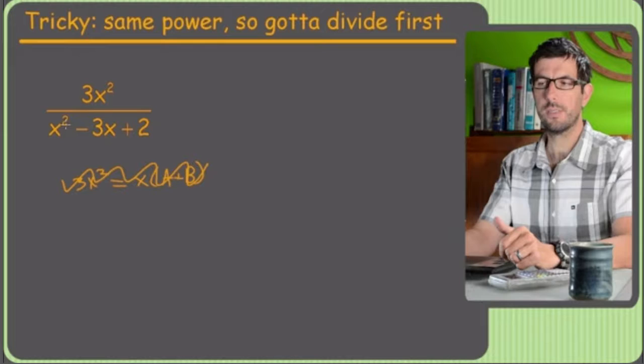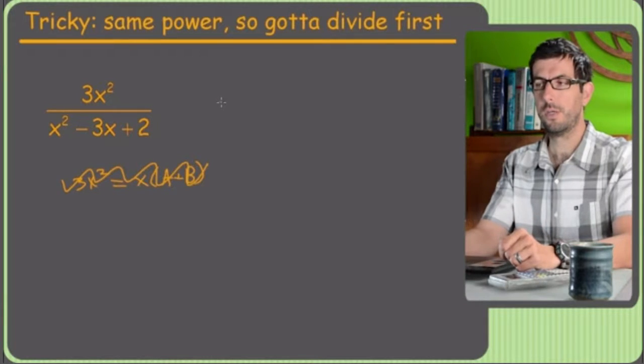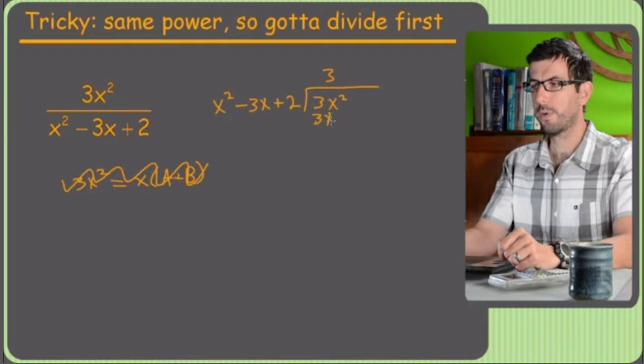So the key is to notice that if you've got a high power upstairs and downstairs, the same power, or if the top was bigger, you have to long divide first. So we're going to take x squared minus 3x plus 2 and use polynomial long division, that into 3x squared. x squared into 3x squared is just 3. 3 times all this is going to be 3x squared minus 9x plus 6. And of course I've got my 0x, my plus 0, just to make it look better.